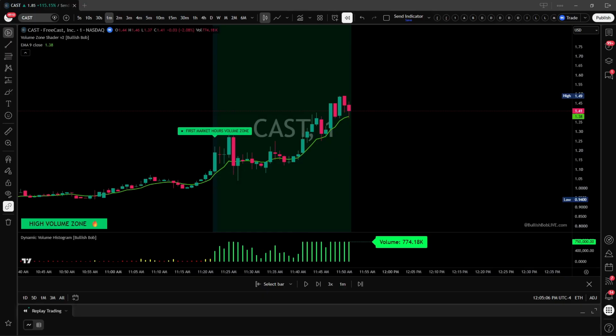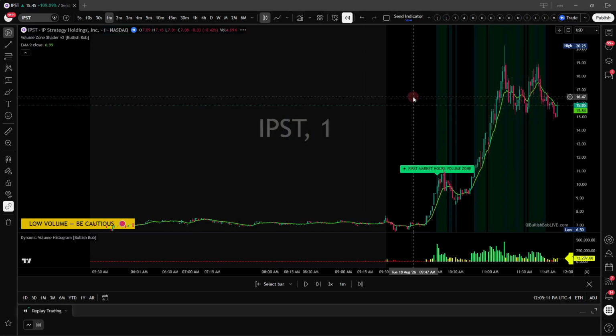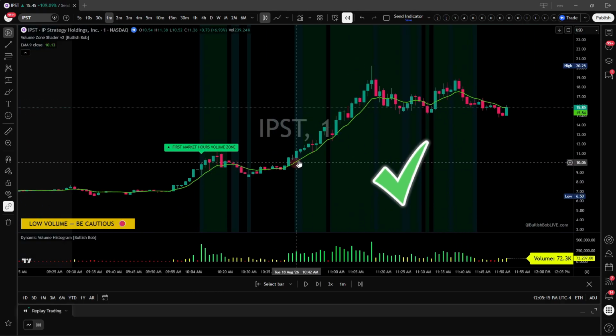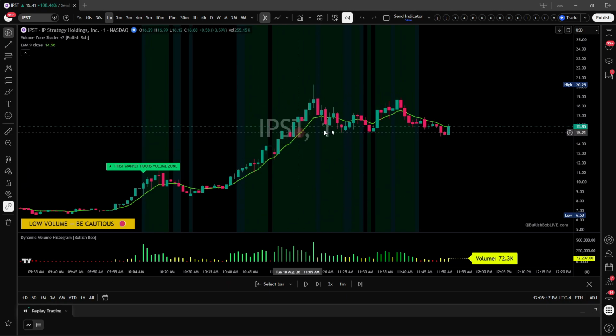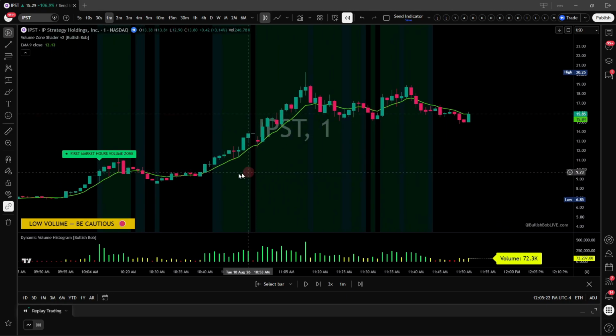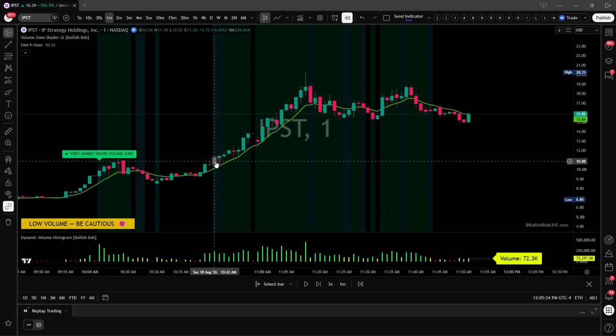So if we look across on some of these names, IPST was one of those names. IPST, did we have volume? Yes. We don't need to question that. We can confirm that. There's volume over here. There's volume right here. Solid area of volume is letting us know that there is high volume, okay? And this is the type of move that we're looking for. We can see that it has volume.